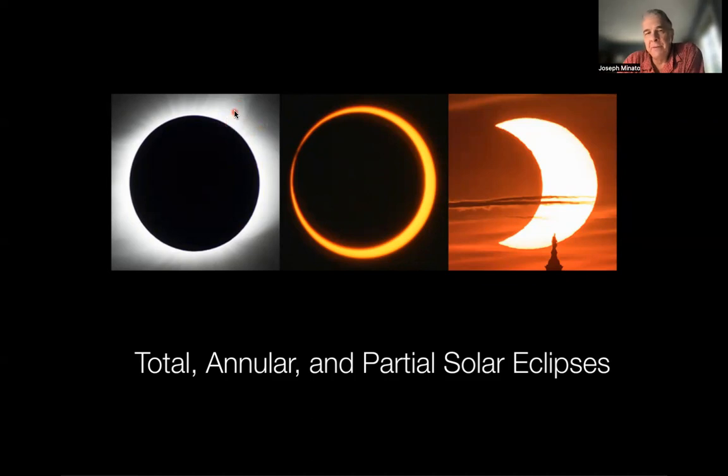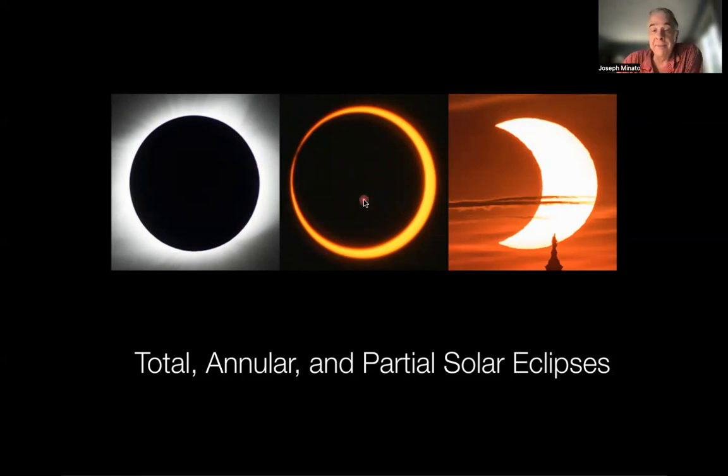We won't see that with the annular eclipse, because this middle one is the annular eclipse. The moon's not quite big enough to block the sun. So we're going to see a ring of fire around the sun. And this one on the right is a partial solar eclipse. That's when the alignment isn't quite perfect, and the moon gets in the way of the sun, but it doesn't pass directly in the middle. So even if it's big enough, it doesn't block all of the sun. That's a partial eclipse.